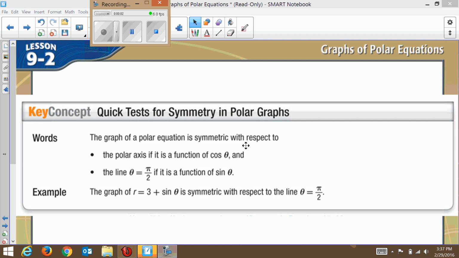Here are some quick rules. If the polar equation has cosine in it, you know it's going to have symmetry on the polar axis. If it's sine, it'll be up and down, meaning symmetry with the line theta equals pi over 2. Or we could have symmetry with regard to the pole, which is where it's turned to the side. Since this is sine, it's theta equals pi over 2.